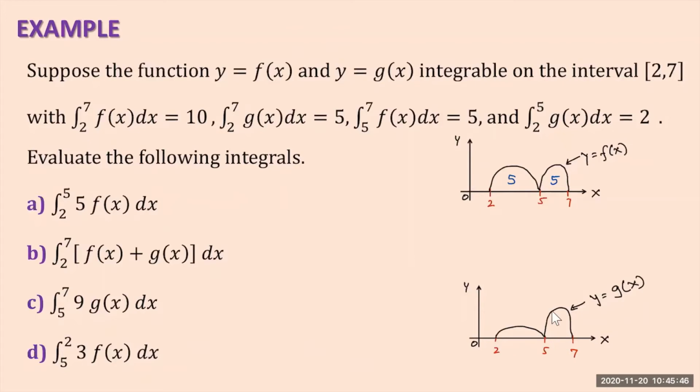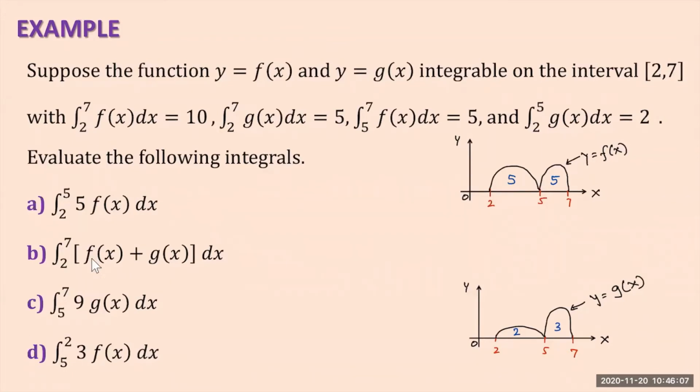2 up to 5, over here, the area from 2 up to 5 is 2. So this area is 2, total area is 5. So this area must be 3. Now we can use these two diagrams to answer these questions. So let's look at part A.